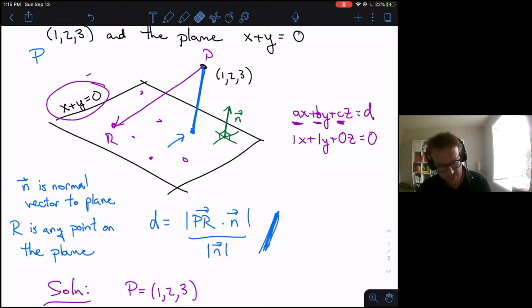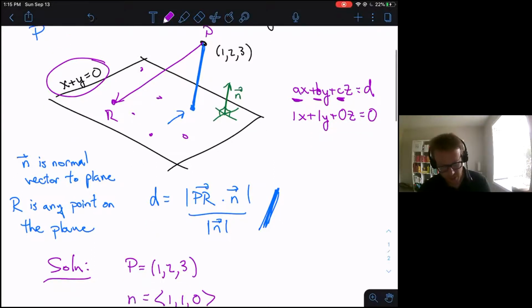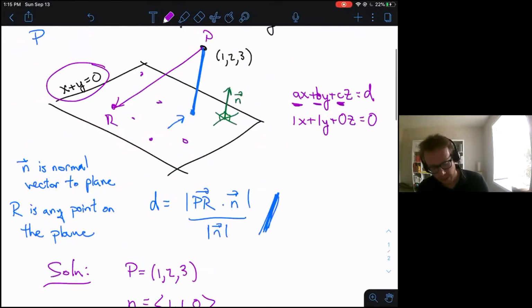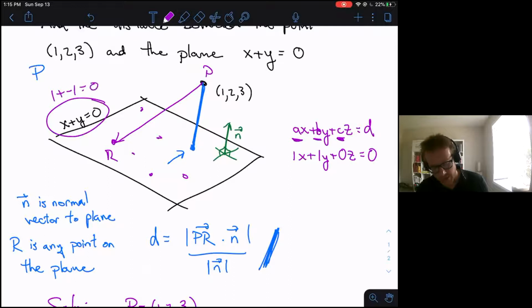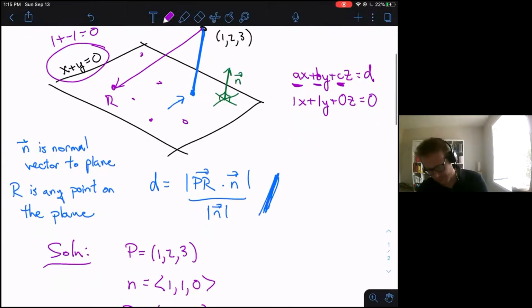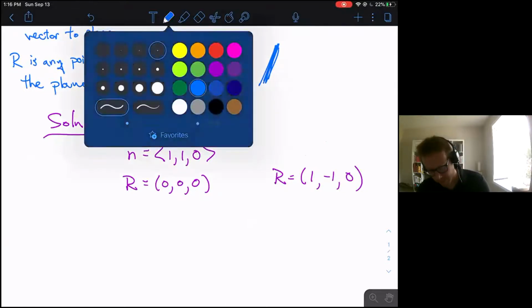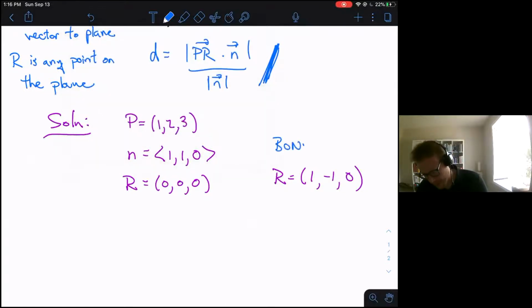Then maybe if we have time, if I don't feel like this is getting too extremely long, we could choose another point on this plane. For instance, 1 plus -1 is equal to 0, so we could have the point 1, -1, and z can really be anything. Let's just keep it as 0. We'll say that this is some bonus problem here. If we have time, great; if not, try it out on your own and see that you actually get the same distance. This formula is wonderful because it works for any point on the plane, any R value on the plane.